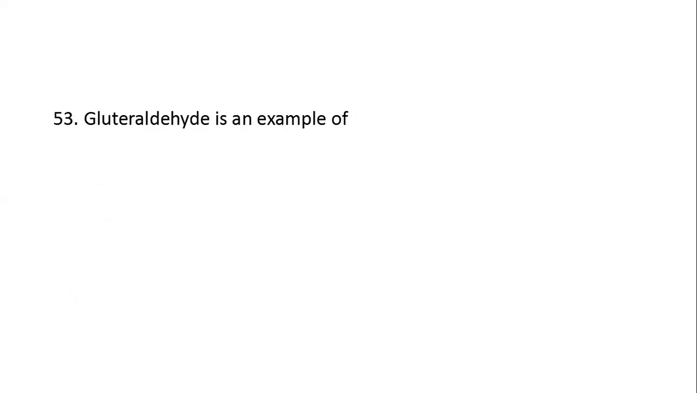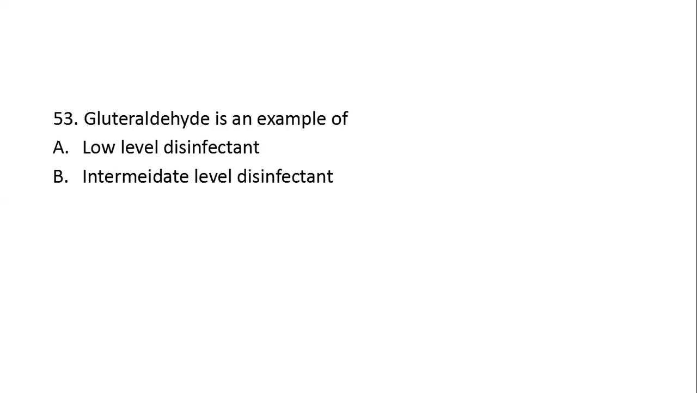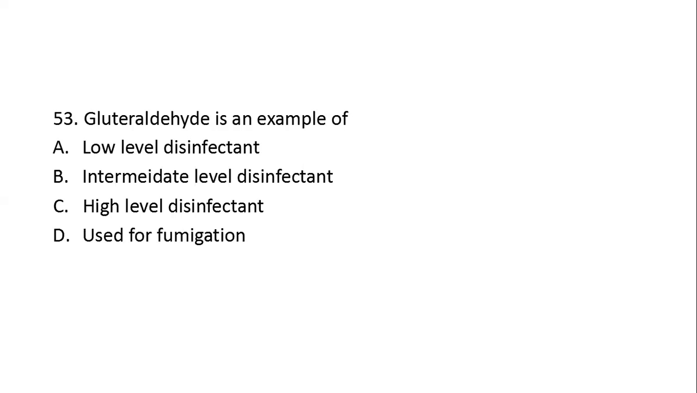Next question. Glutaraldehyde is an example of option A, low-level disinfectant, option B, intermediate level disinfectant, option C, high-level disinfectant, and option D, used for fumigation. The right answer is option C, that is high-level disinfectant. Glutaraldehyde is a high-level disinfectant solution.